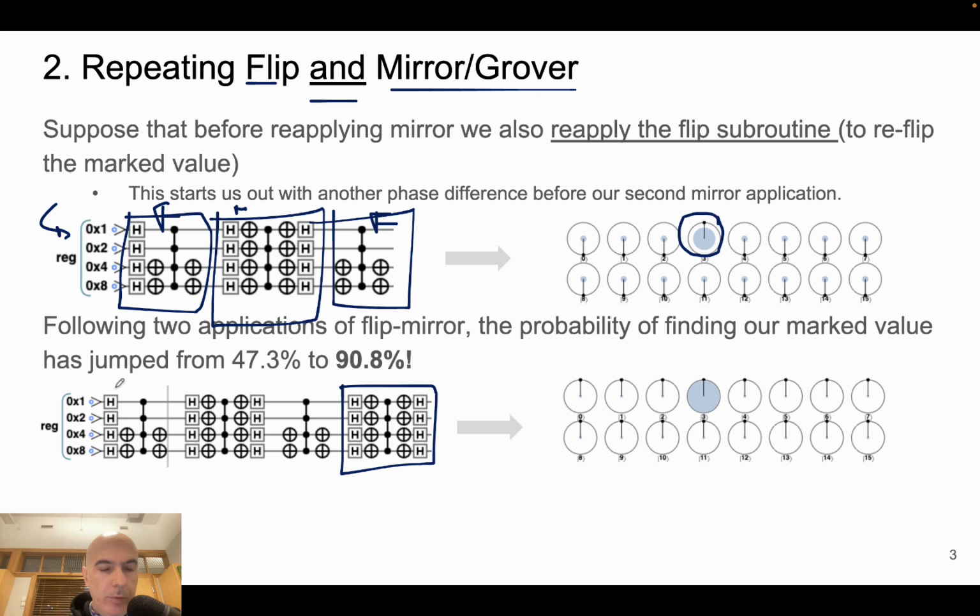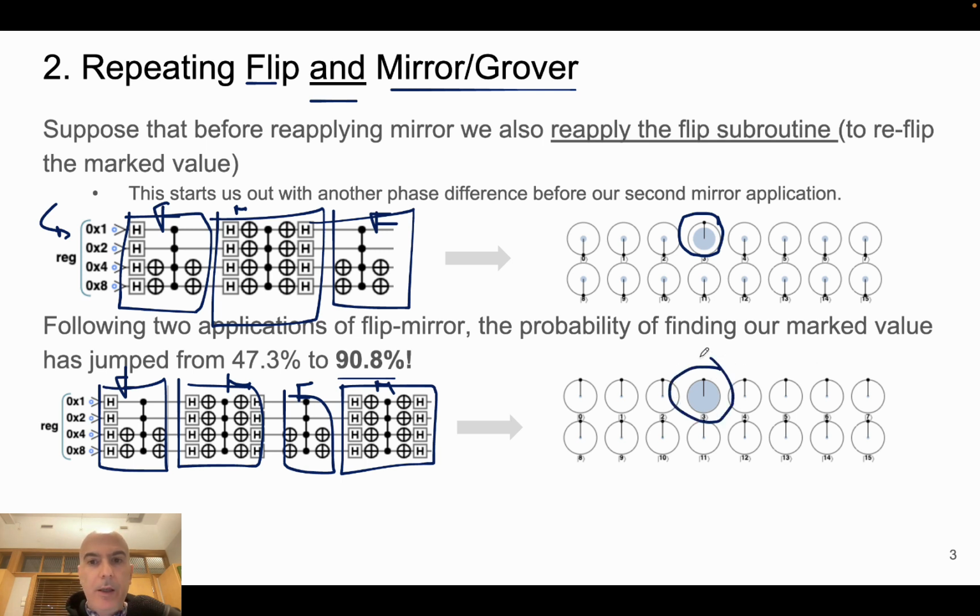So we have two iterations that both consist of a flip phase and a mirror phase. So this is flip, mirror, and then we have a second iteration that consists of both flip and mirror. We see that after two iterations of flip and mirror, the probability of finding our marked value has jumped from 47%, almost 50%, to 90%. So we saw that adding one more iteration was very beneficial. So we have a higher probability of observing the flipped state, the marked state.